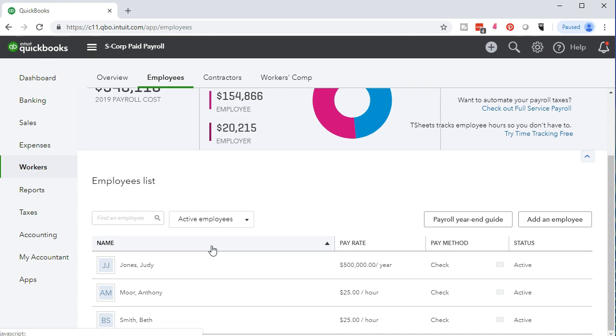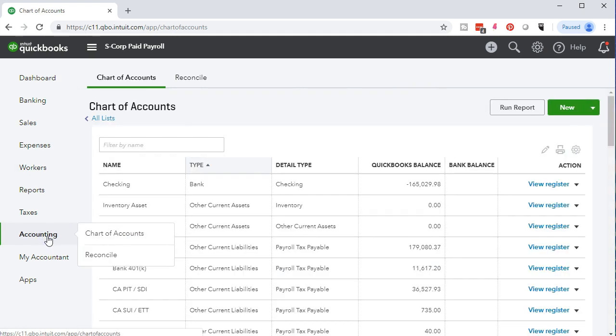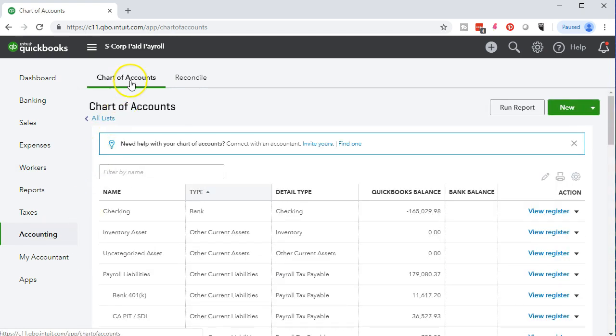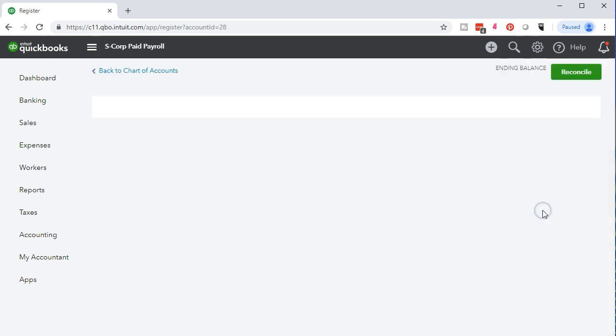Let's take a look at a couple paychecks and consider the employer taxes specifically by going to the accounting tab to the left. This is going to be in our chart of accounts. We're going to look at the checking account. That's where our paychecks are. If your paychecks are somewhere else, like a payroll account, you can go there. We're going to view the register.